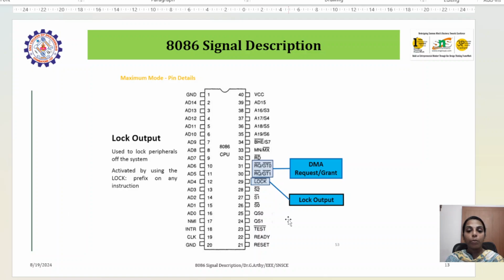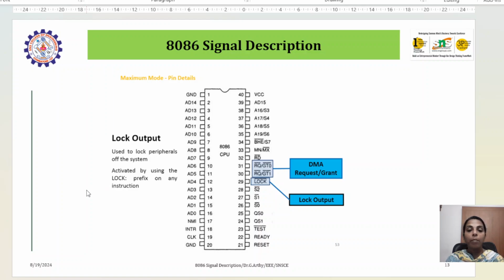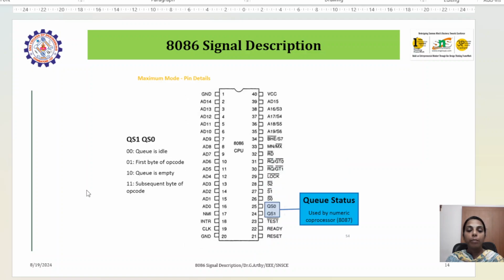Then we have two more signals, that is the lock output, and then we have the DMA request and DMA grant pins. DMA is direct memory access. Memory can be accessed directly. That is a separate concept, and if it works, then these pins have to be enabled. Therefore, a DMA request has to be made if you want to access the memory directly. And once we receive the grant, that is the acknowledgement signal from the direct memory, then only can the data be transferred to the memory directly.